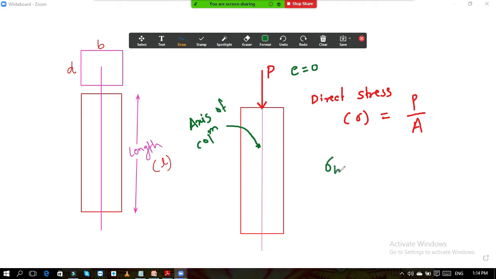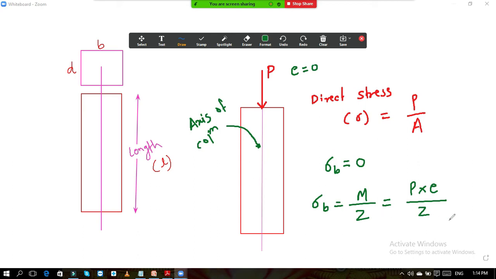So sigma b, that is your bending stress, is 0 here. Why is it 0? Because the formula for bending stress sigma b is M by Z, and M is P into e, divided by Z. As eccentricity is 0, this stress becomes 0. So this is the case of the concentric load.